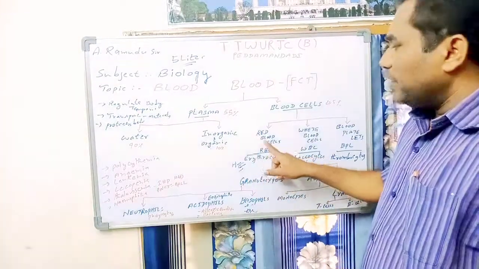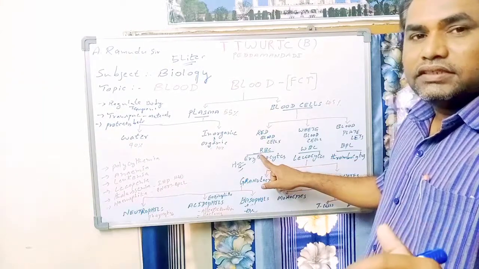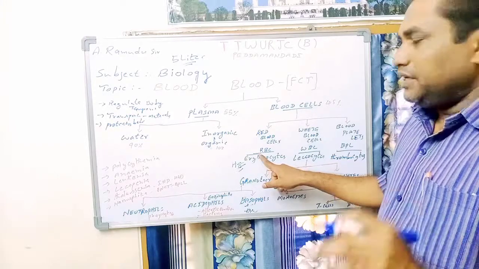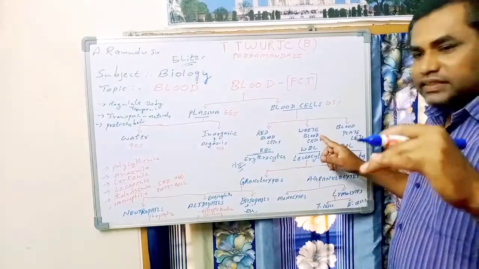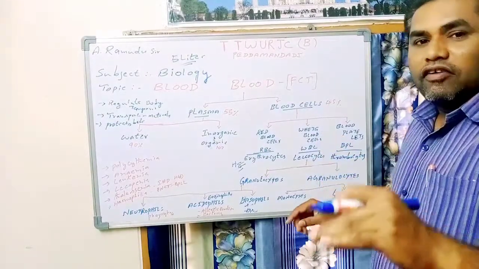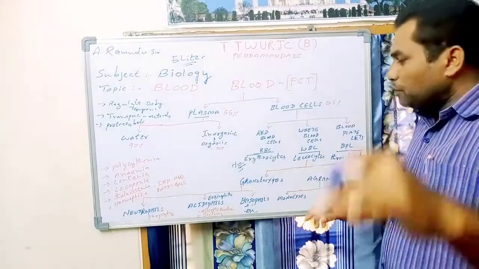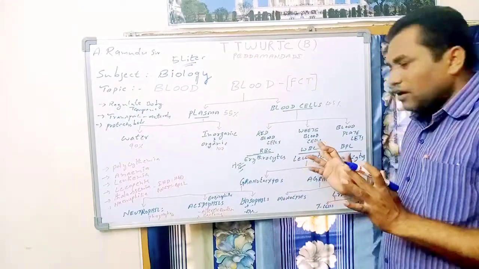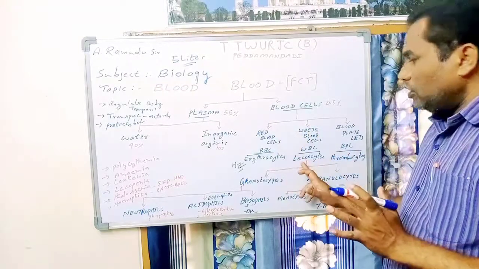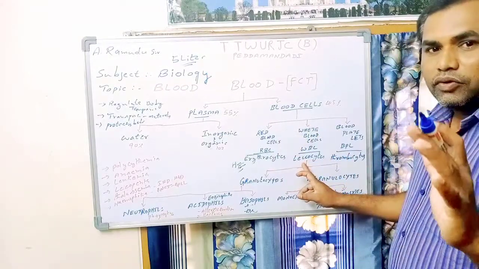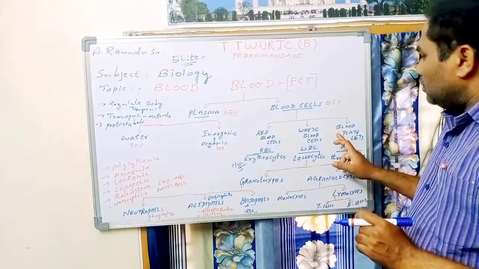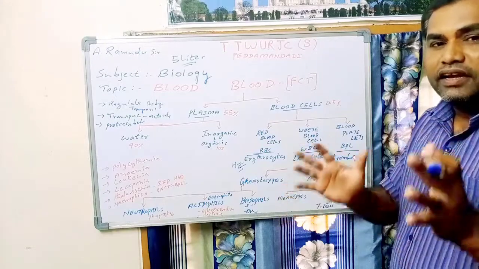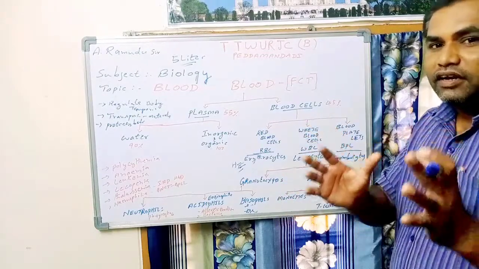The major function of red blood cells is transportation of oxygen and carbon dioxide. Next, white blood cells. White blood cells are white in color because of the absence of hemoglobin. They are also called leukocytes. The major function of white blood cells is to participate in the immune system.